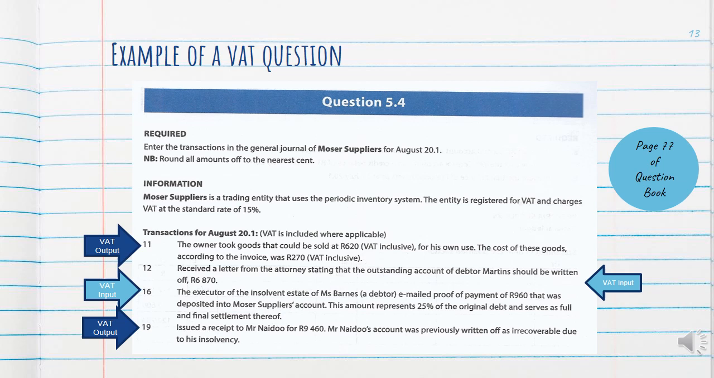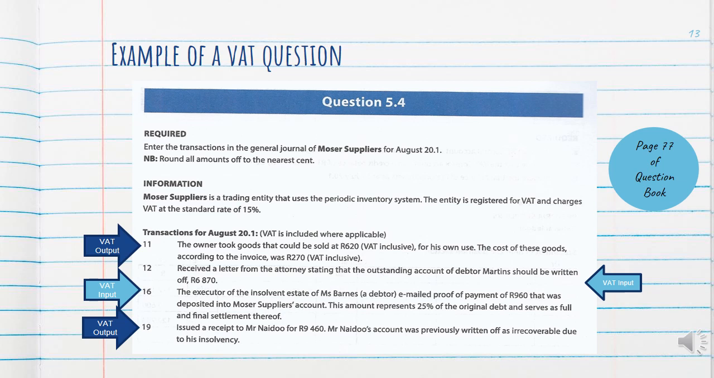So in the second transaction here, you can see it says that you received a letter from the attorney stating that the outstanding account of debtor Martin should be written off. And they give us the amount inclusive of VAT. Now, what does that mean? That means that the VAT output that we accounted for previously when the debtor bought from us, we accounted for VAT output. Why? Because goods went out of the business because the debtor bought from us.